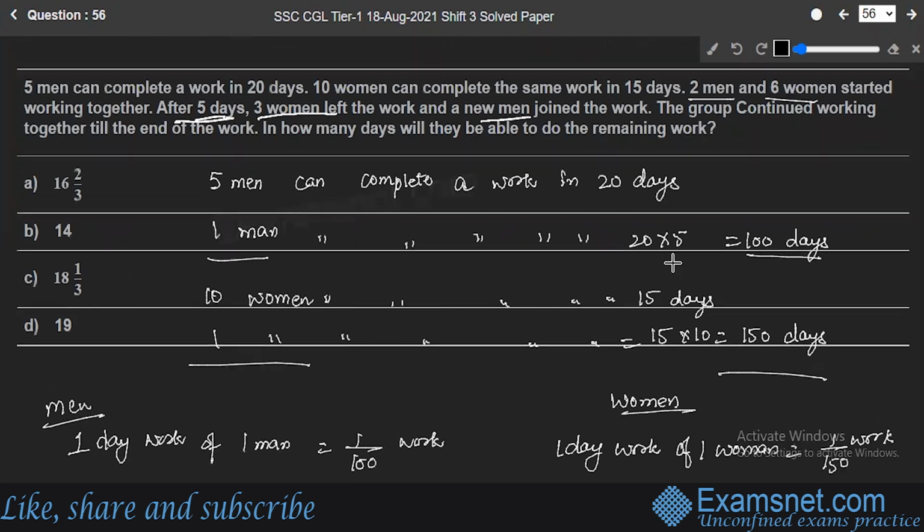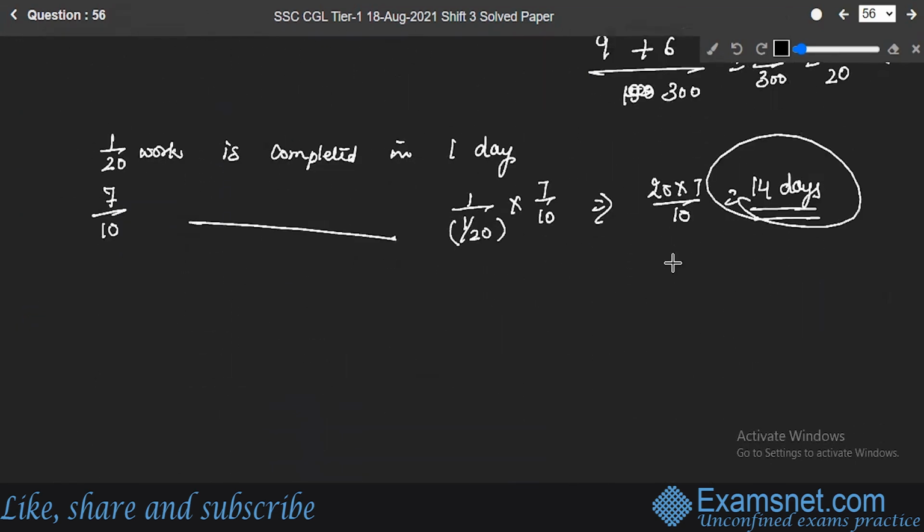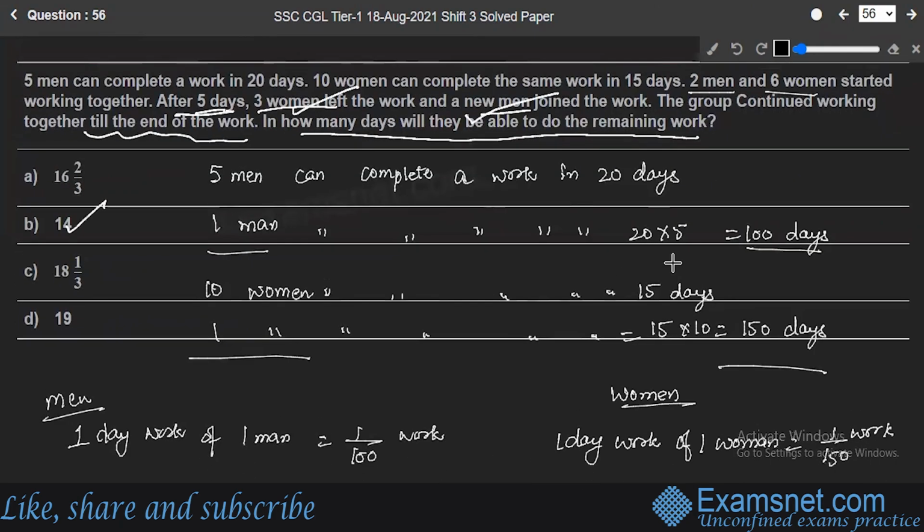See, what was the question? The group continued working together till the end of the work. In how many days will they be able to complete the remaining work? So now the question was, when 3 women left and 1 man joined, how many days will it take? Then how many days will it take to complete the remaining work? And it will take about 14 days to complete the remaining work. Right. Option B is the correct answer to our question. Hope you are clear with this. Let's move to the next question then.